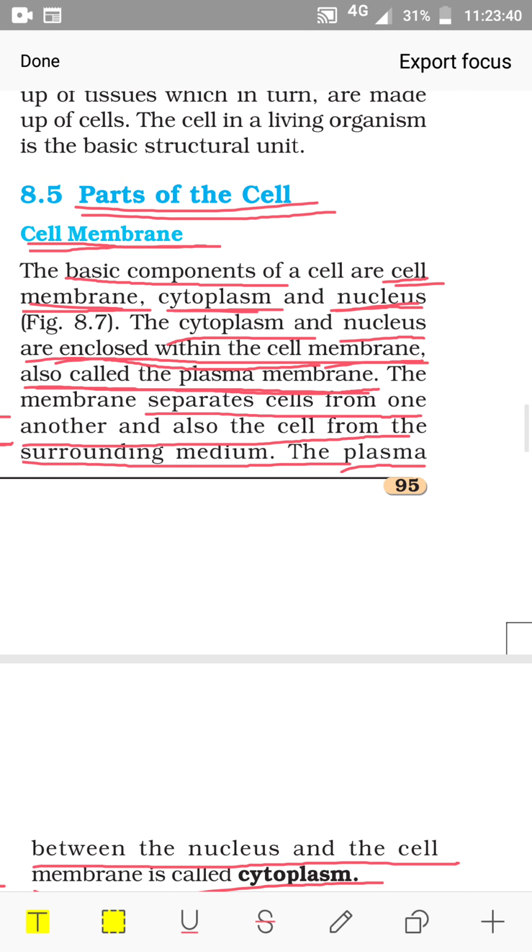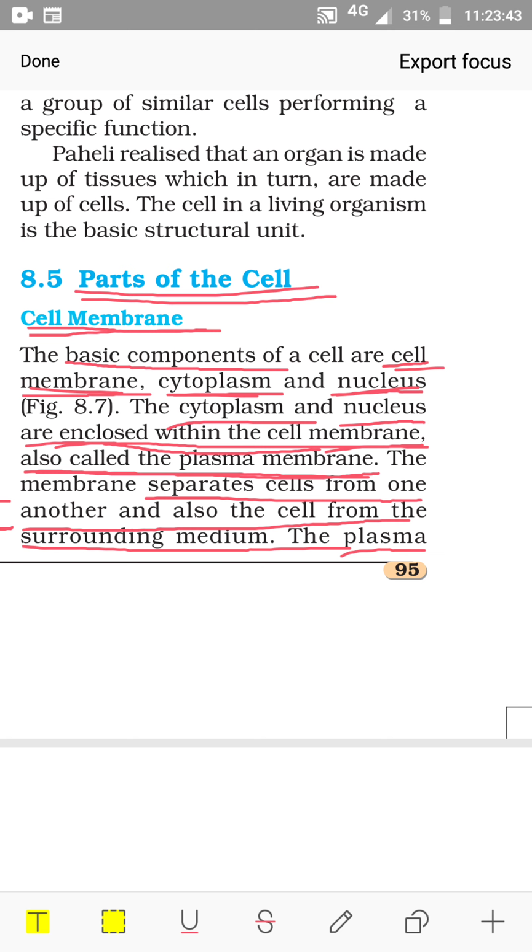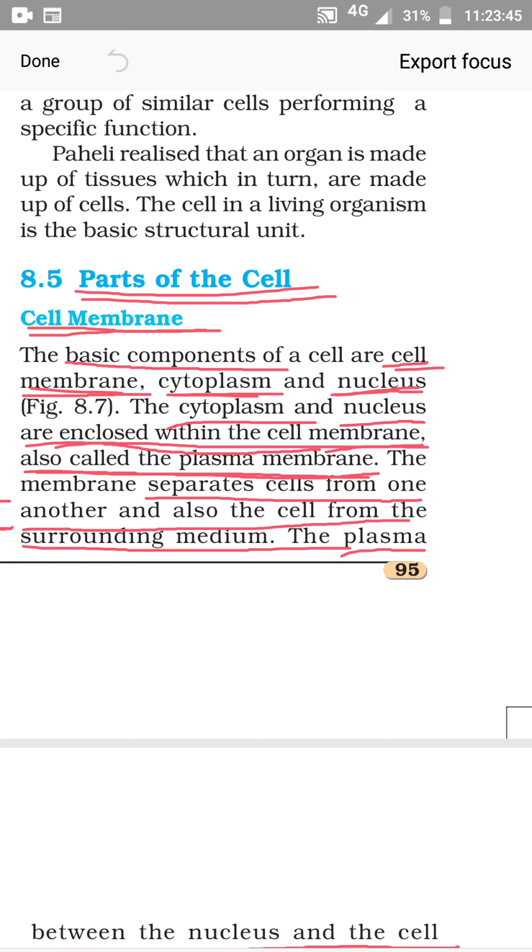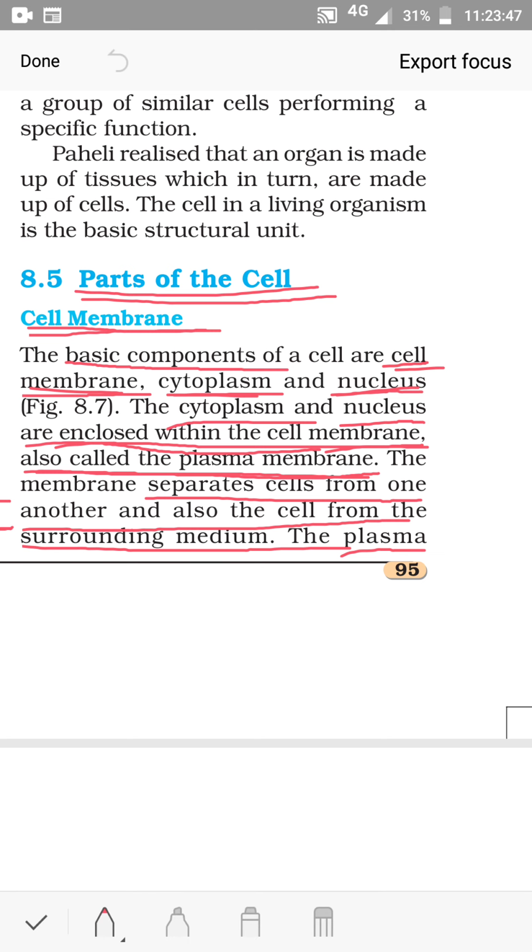Now, what may be the function of the plasma membrane? The membrane separates the cell from other cells and also from the surrounding medium. If it is a single-celled organism like amoeba or paramecium, the membrane separates it from its surroundings, whereas in multicellular organisms, each cell is separated from the other cells by the cell membrane.